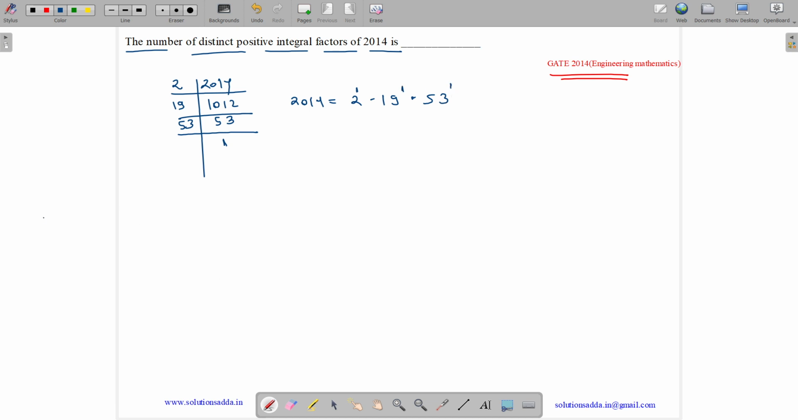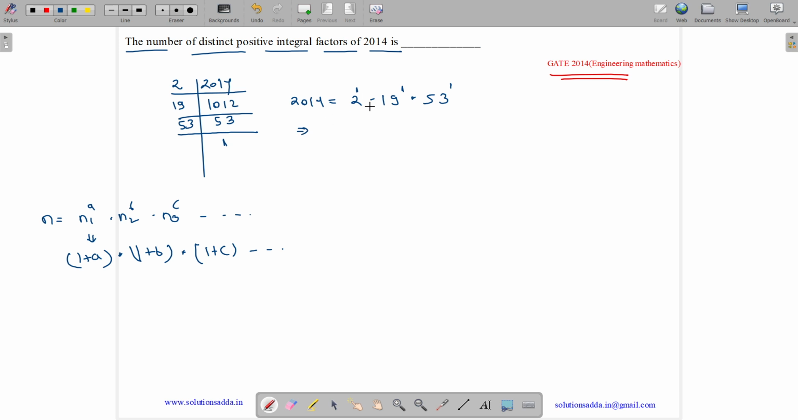Now if you can write a number n as prime factorization of n1 raised to the power a into n2 raised to the power b into n3 raised to the power c and so on, then what is the number of integral factors? See, for the integral factors, how many possibilities are there? Either you don't take it, or you take 1 power, 2 power, 3 power up to a power. So it is 1 plus a possibilities. Similarly for this, it is 1 plus b possibilities into 1 plus c possibilities and so on.